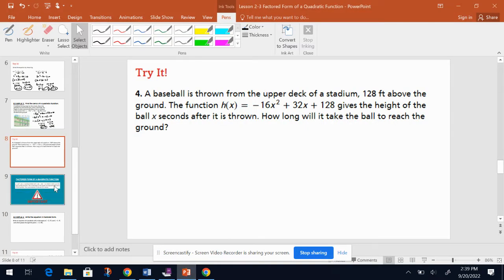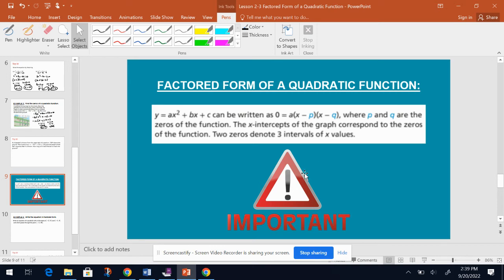Okay. A couple of examples in the homework deal with this. It says the factored form of a quadratic function can be written as factored form. Okay. So P and Q are the zeros of the function. The x-intercepts of the graph correspond to the zeros of the function. 2 zeros denote 3 intervals of x values.